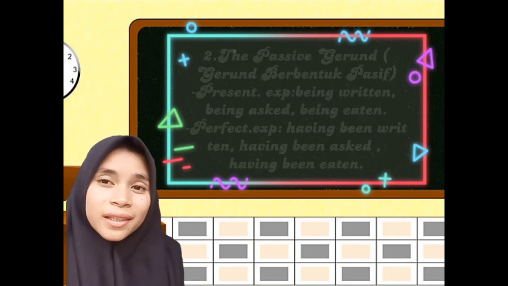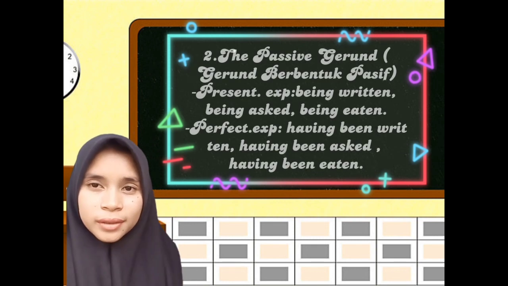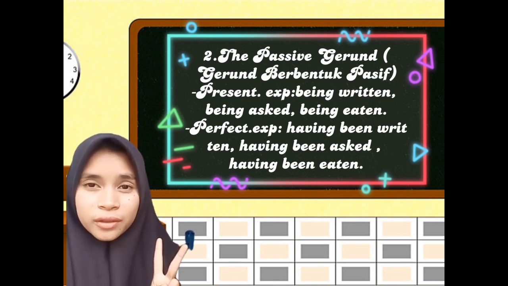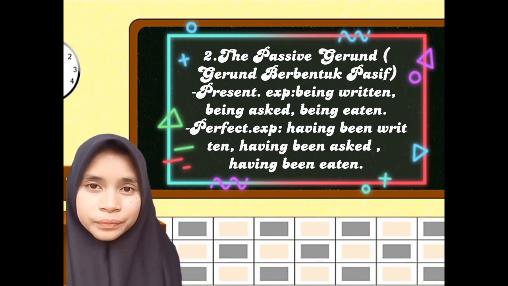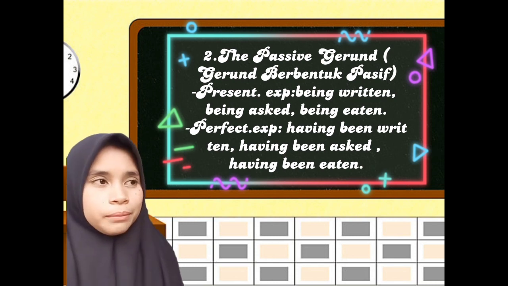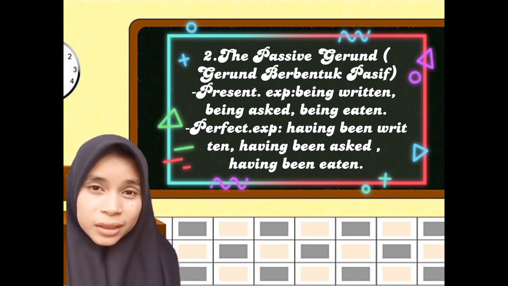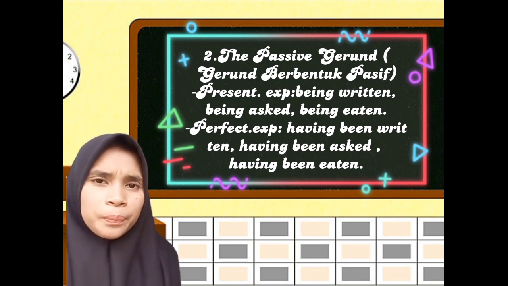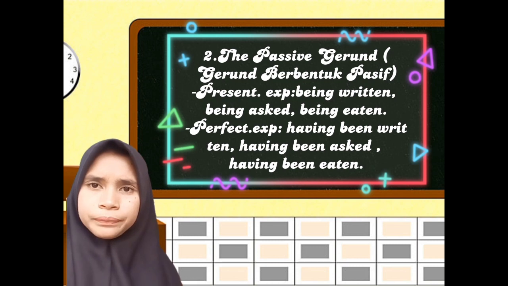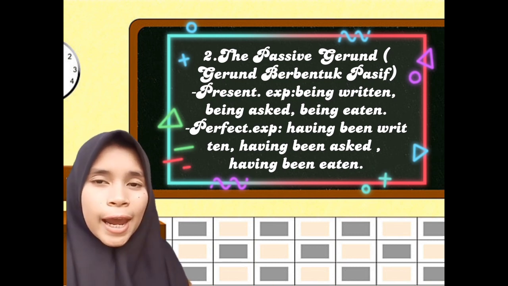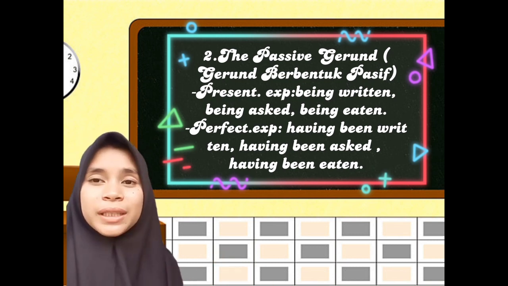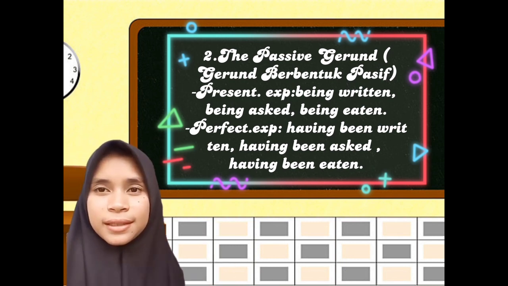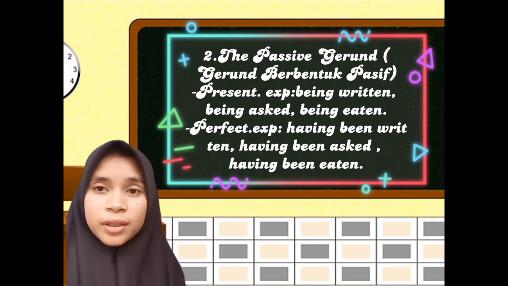And the next verb is the passive gerund. Gerund berbentuk pasif. There are two passive gerund verbs, namely present, for example, being written, being asked, being eaten. And next is an example of perfect. For example, having been written, having been asked, having been eaten. So I will give you the full sentence examples of passive gerund.